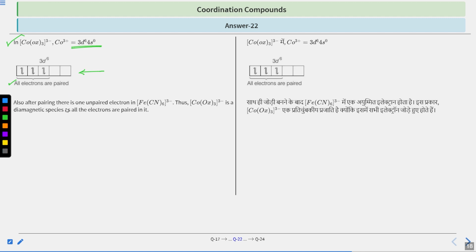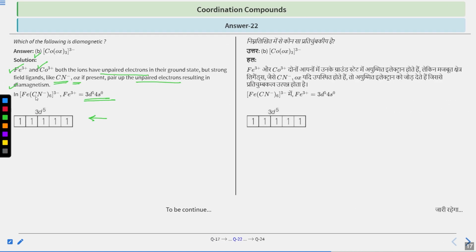So this is the final orbital state because all the electrons are paired. Also, after pairing, there is one observation: there is one unpaired electron left in Fe CN whole 6 3 negative, but there is no unpaired electron left in the cobalt oxalate whole thrice 3 negative. Thus, cobalt oxalate whole thrice 3 negative is a diamagnetic species, as all the electrons are paired in it. Right? You can see here, cobalt 3 positive, after pairing up, all the electrons are paired.